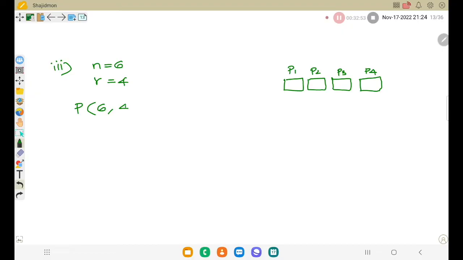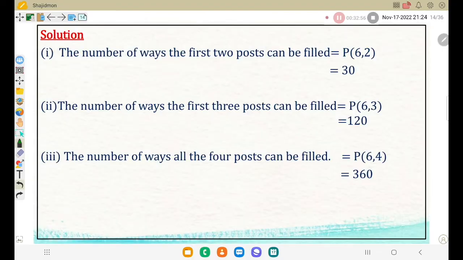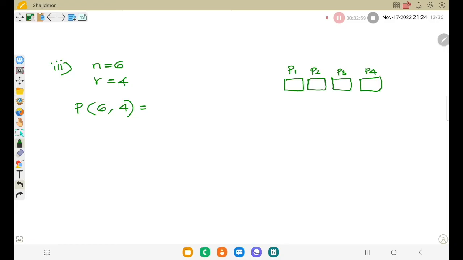All 4 posts. So first post, second post, third post and fourth post: P1, P2, P3 and P4. So how many total persons? 6. How many posts do we need to fill? All 4 posts. So r equal to 4. What is the permutation? How many ways can we fill all 4 posts? Permutation of 6, 4 taken at a time. What will be the answer? You can check: 360 ways. We can fill in 360 ways.